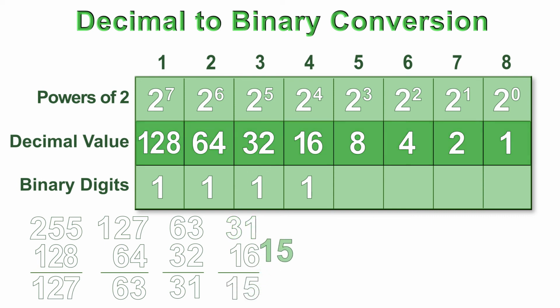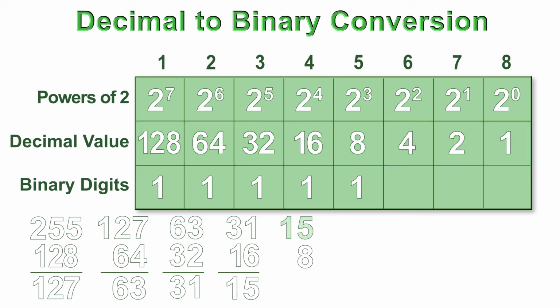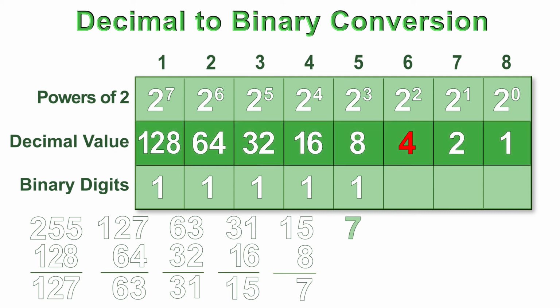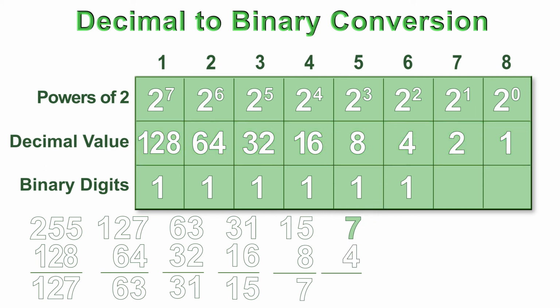Take that remainder, 15, and identify the next value I can subtract from it, and of course that's 8. We'll put a bit in the 8 column in the binary digits row, and then do the math, subtract 8 from 15, and end up with a remainder of 7. So what can we subtract from 7? The highest number in the decimal row would be 4. We'll indicate that we're using 4 by putting a 1 in the column underneath 4. Then do the math, subtract 4 from 7, and get our remainder of 3.